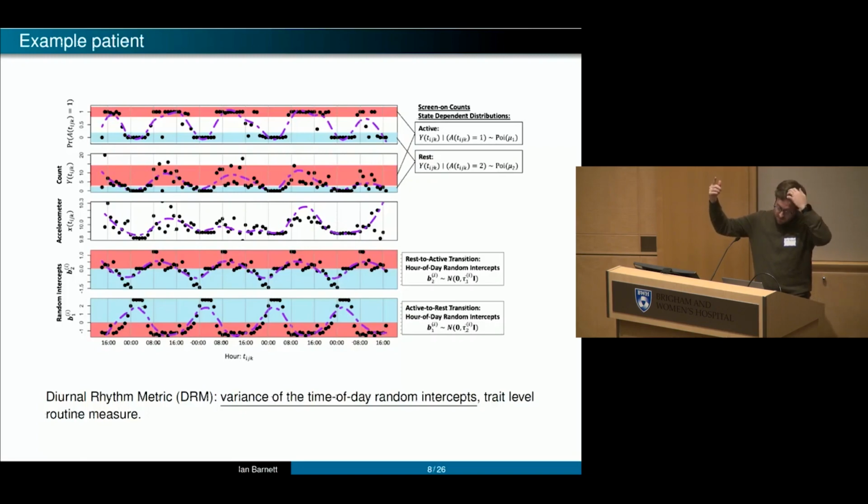This gives an idea. If we wanted to calculate some kind of trait level statistic for someone that quantifies their overall routine, we propose this diurnal rhythm metric, which is quite simply the variance of these random intercepts actually added together in each model. If they're high variance, that means there's a lot of routine at play, right? The hour of day tells us a lot of information. If there's no variance, there's no routine at all. So we take the variance of these random intercepts, add them together, and that's our DRM value.